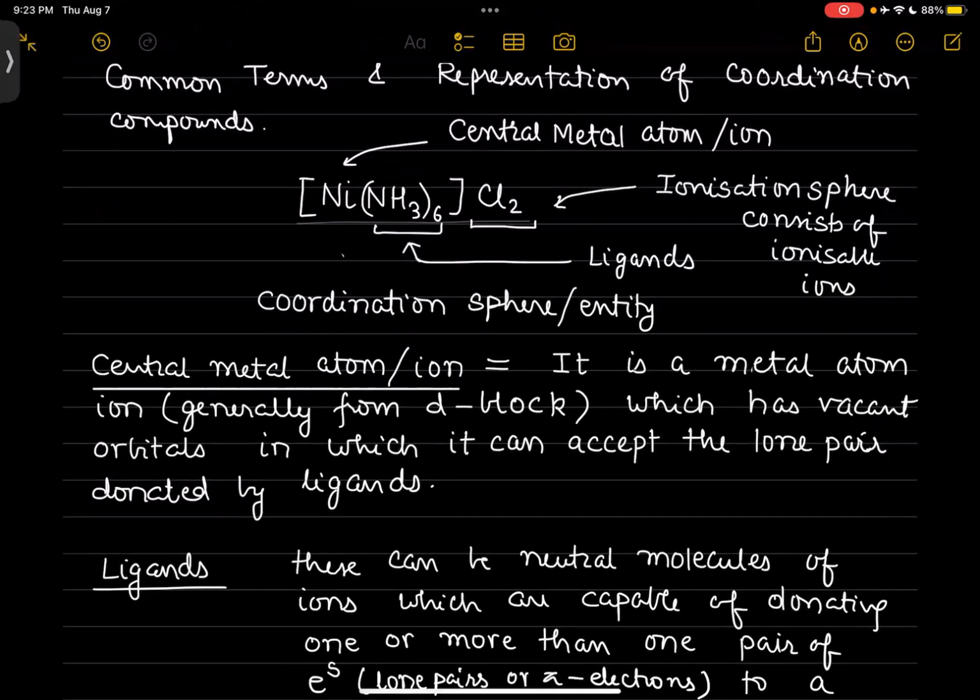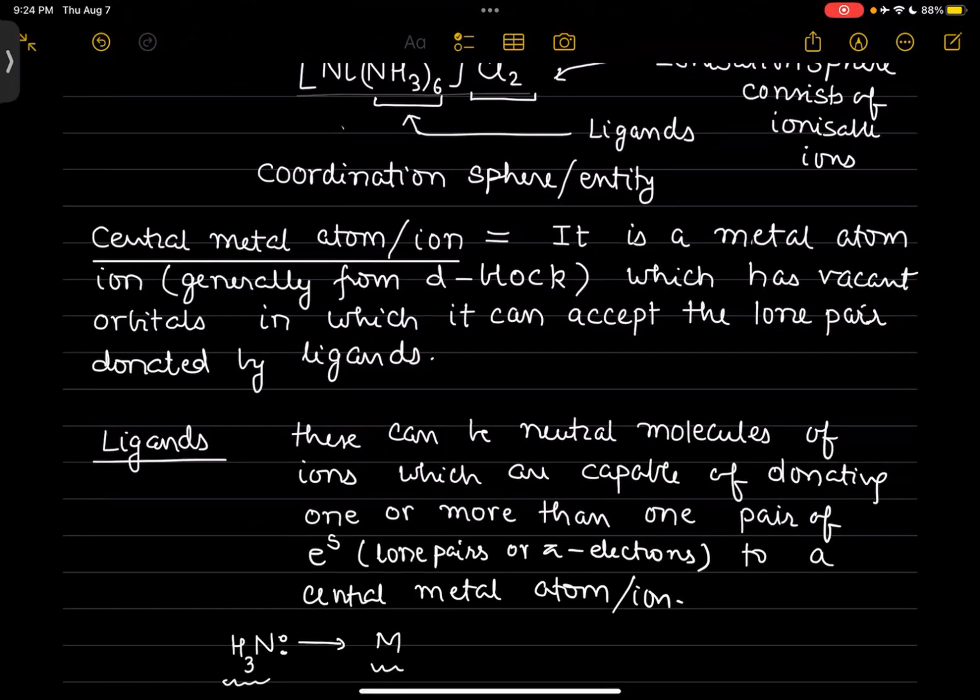But you need to listen carefully, and once you listen, you will be able to write all the definitions on your own once you have it in your mind. The idea of the terms is very clear in this. Ligands, central metal atom or ion.